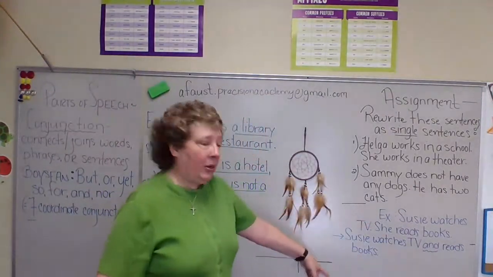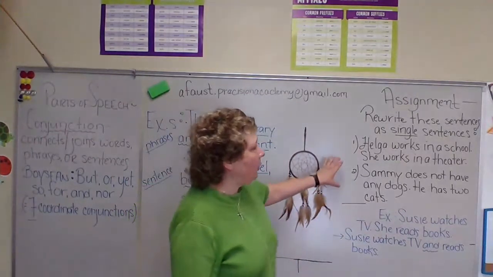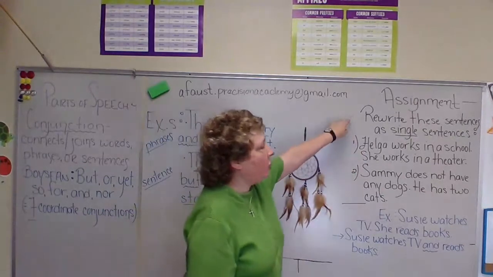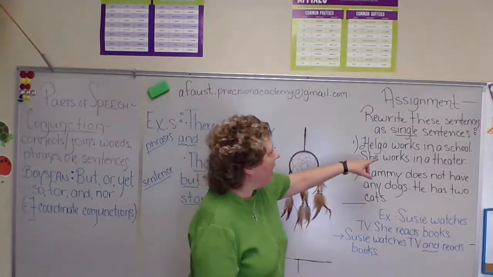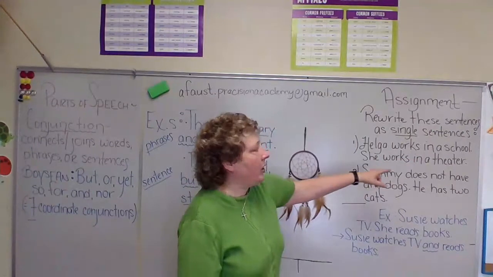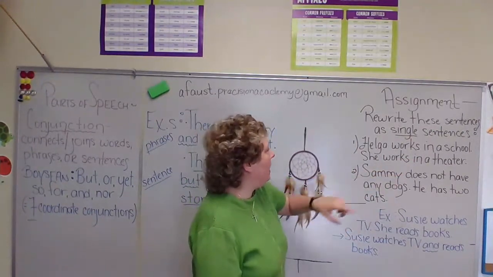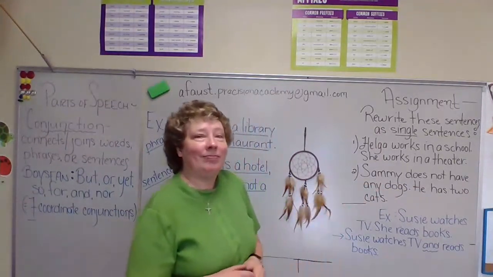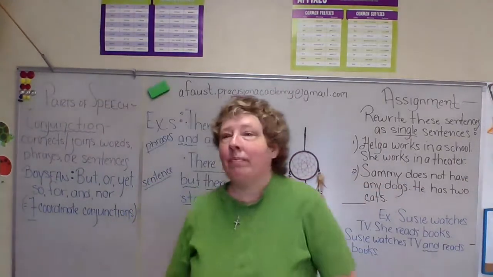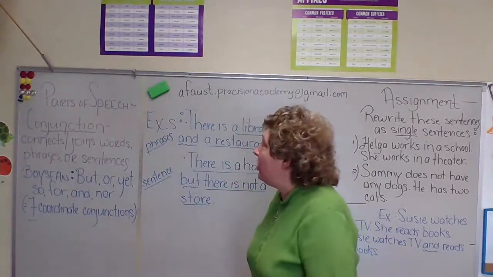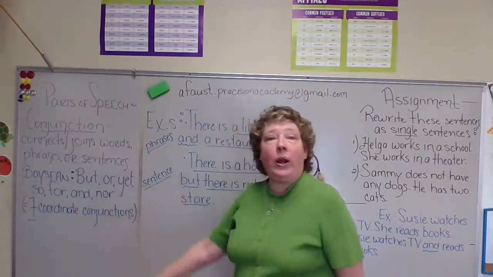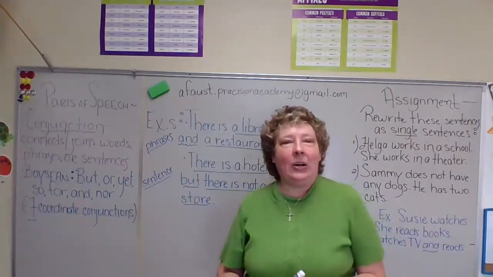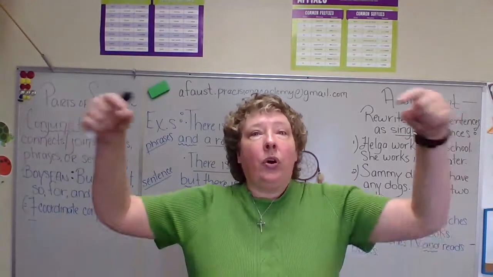So here's your example. Make sure you've got that. And then you do it with these two. Please write these down and then do this for me, as like I did. Helga works in a school. She works in a theater. Number one. Number two, Sammy does not have any dogs. He has 2 cats. Okay? Turn them into one sentence each, making sure you pick the correct conjunction. Could be any one of those 7. Okay? That is your assignment for today.